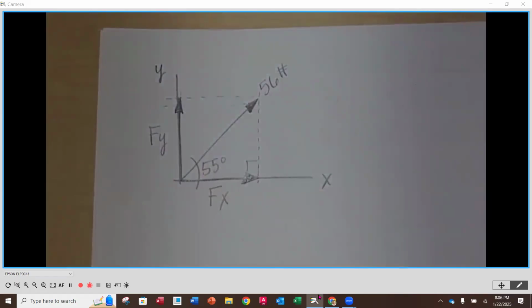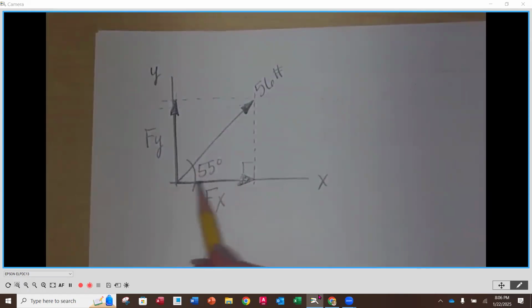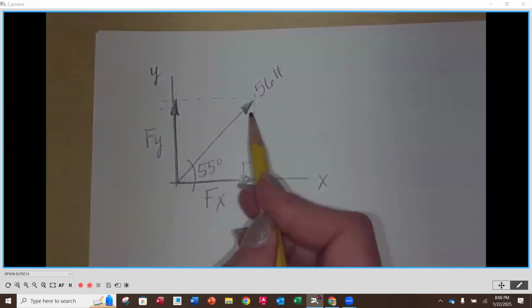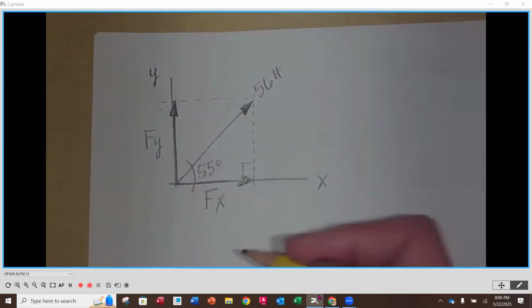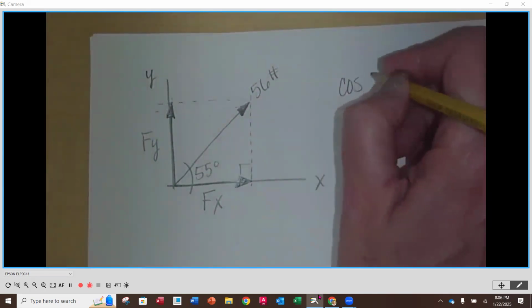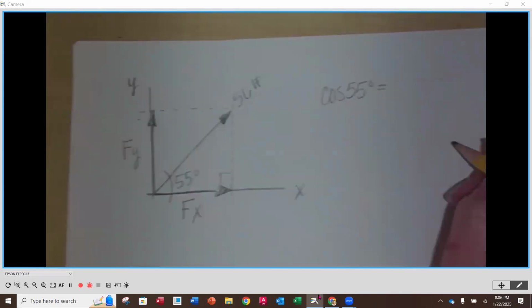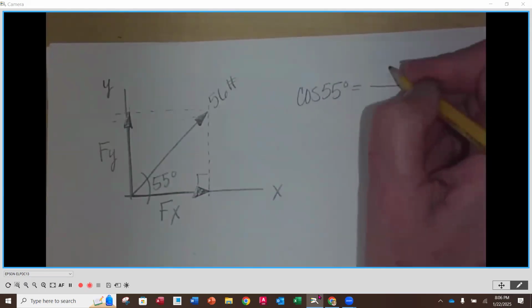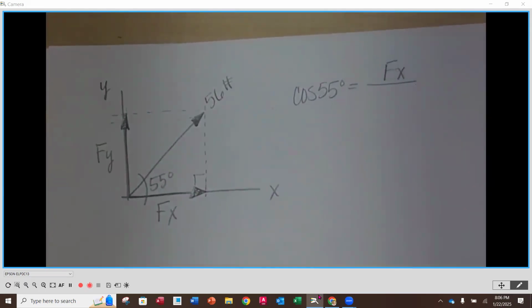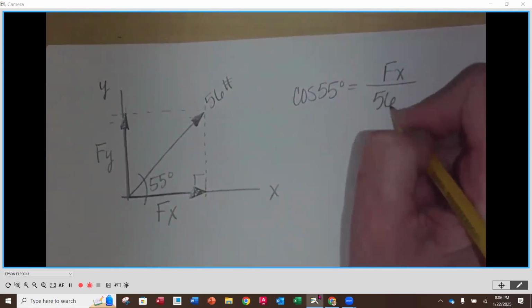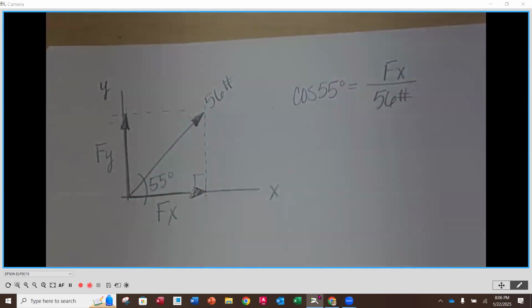Cosine is always going to be the side adjacent, or closest, that's how I always remembered it, over the hypotenuse, which we are given, and we have the angle. So we want to say, okay, cosine of 55 degrees is going to be equal to the side adjacent, which is Fx, divided by the hypotenuse, 56 pounds. And you can use the symbol for pounds when you show an equation. This is the work that I want you to write out. You don't have to write cosine is equal to side adjacent divided by the hypotenuse first. Just put your numbers in there, okay?